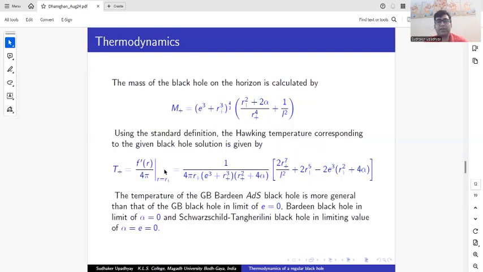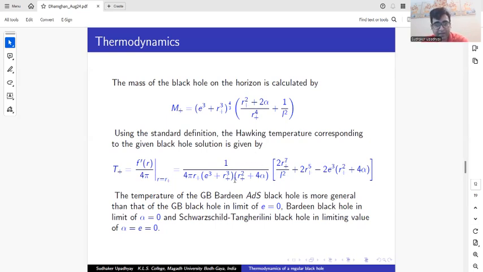So you can calculate the thermodynamical properties by simply putting in the horizon condition. Here you see, if we calculate the mass of the black hole in the horizon condition, it is of this kind, which depends on the nonlinear charge and the Gauss-Bonnet parameter. And if you calculate the Hawking temperature using the usual standard relation, you will find the temperature, which is more general than the Bardeen black hole.